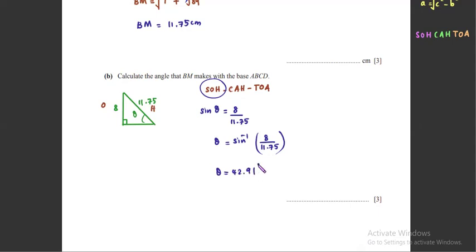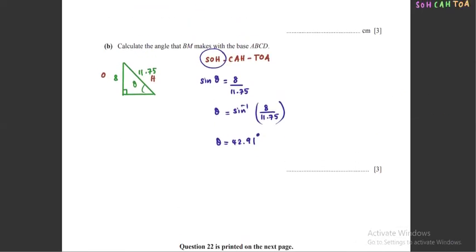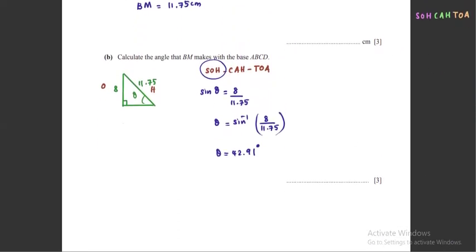42.91 degrees is the answer. I'm writing it correct to 2 decimal places, but that doesn't mean that your answer will be wrong if you write it to 1 decimal place. The standard way of writing is to write the answer correct to 3 significant figures. As long as it's to 3 significant figures or more than that, you will still get the mark. So then we are done with this question.